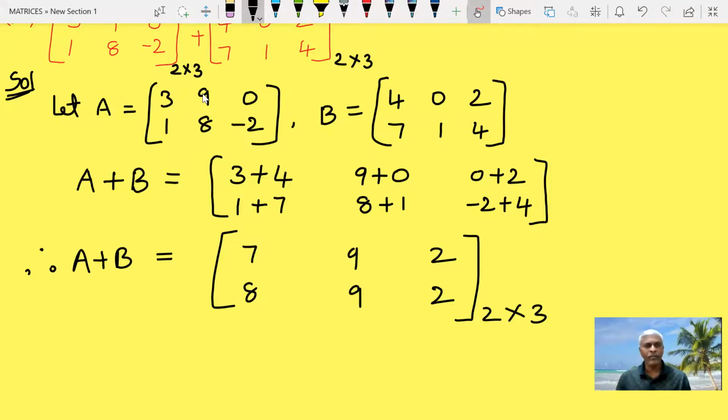By adding 2 by 3 matrices, we get another 2 by 3 matrix.